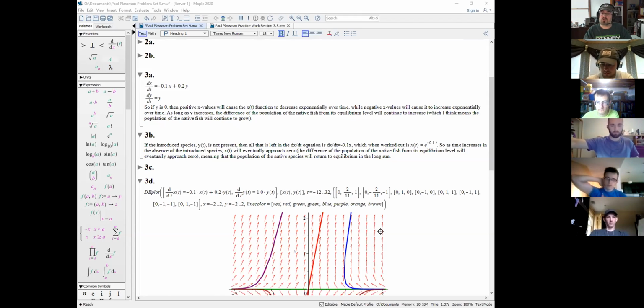And this is important. So even if we started off below the equilibrium for the X, right? Even if the X value is negative, that means we're starting below equilibrium. Our X direction fish population is going to grow. And so the introduced fish is a good thing for the native population across the board, no matter where you start. If you have a positive Y value, it can only mean good things for the native population.